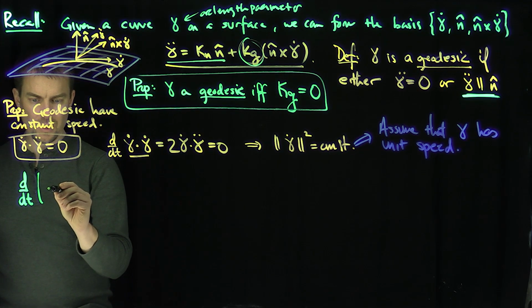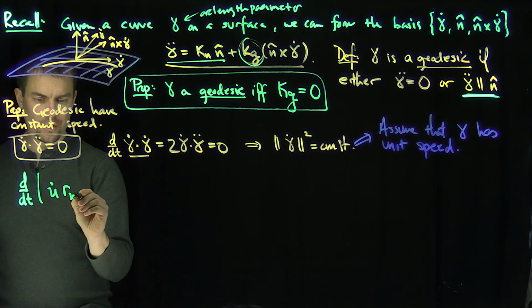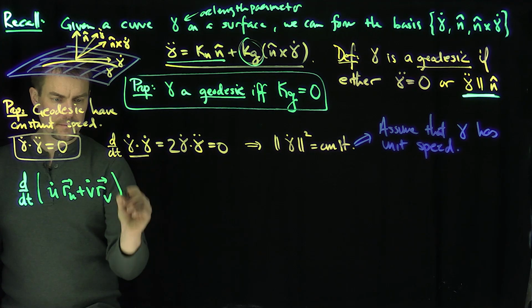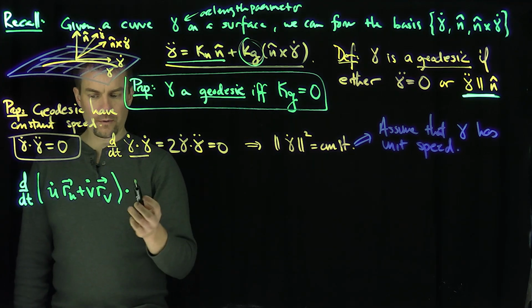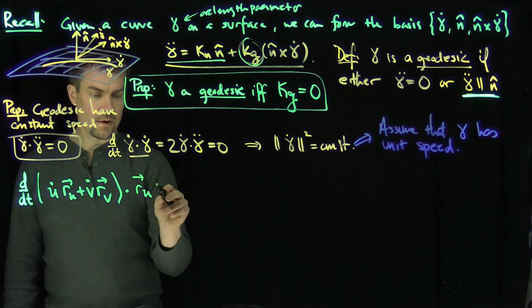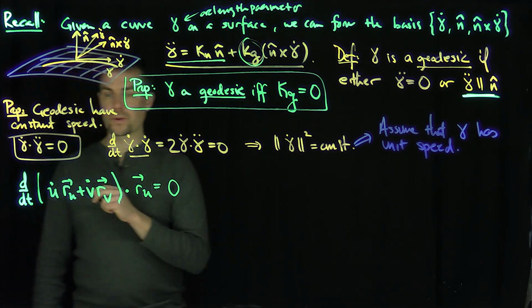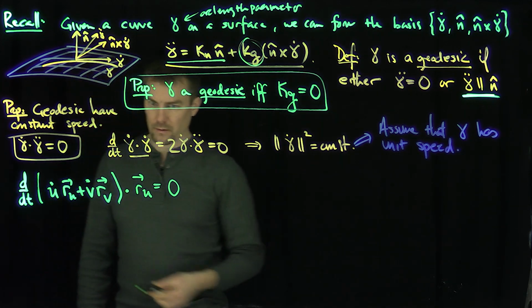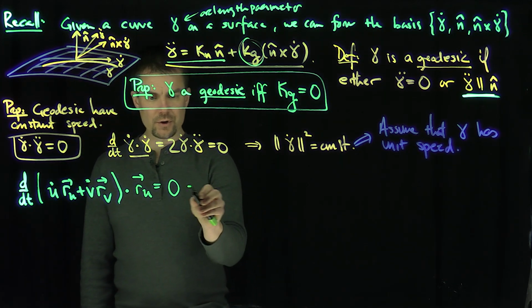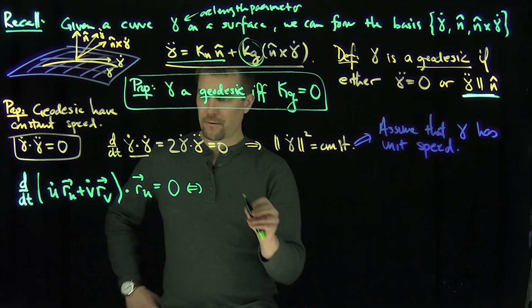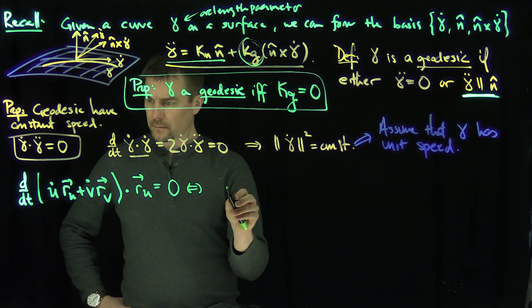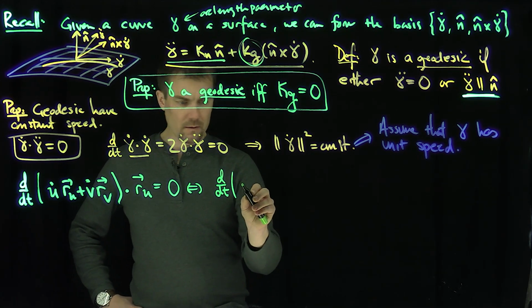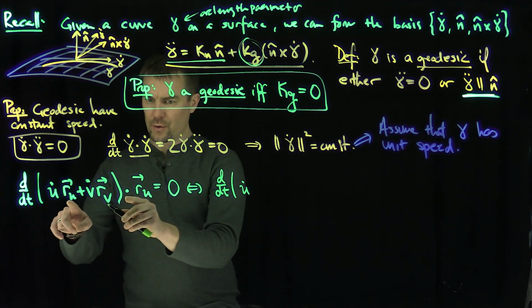The derivative of the curve is going to be u dot r_u plus v dot r_v, because we're on a surface. If I dot product this with, for example, r_u, that has to be equal to 0. That's one. We do the same with r_v, that's the second. Now I'm going to do a clever trick with this. This is true if and only if d by dt of u dot r_u dot r_u.